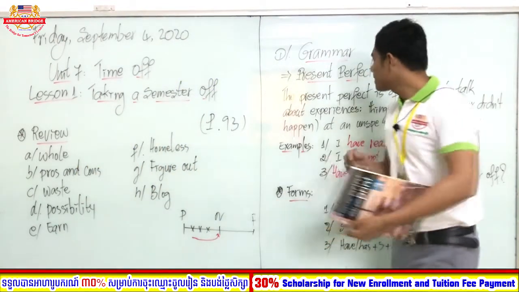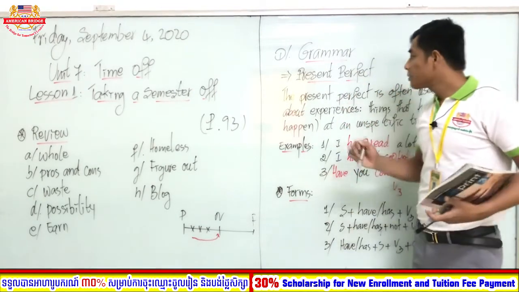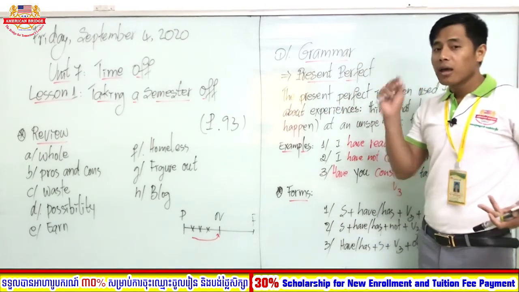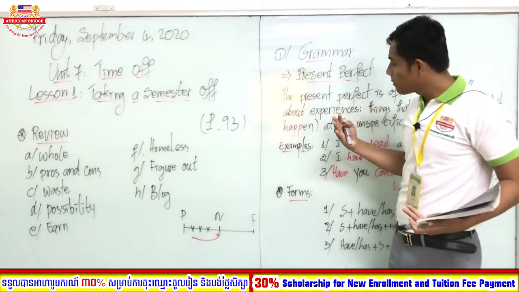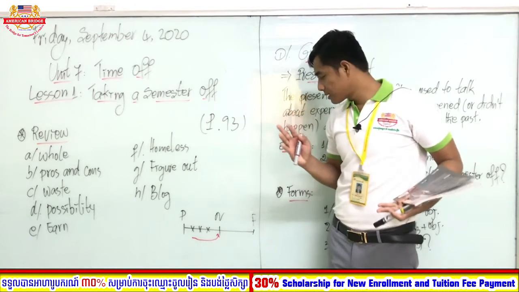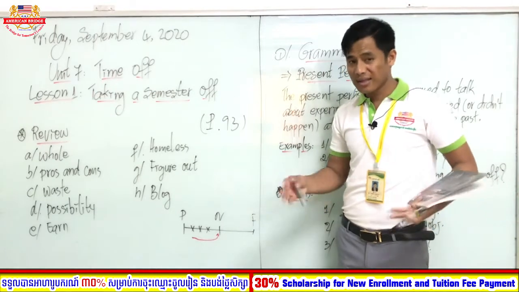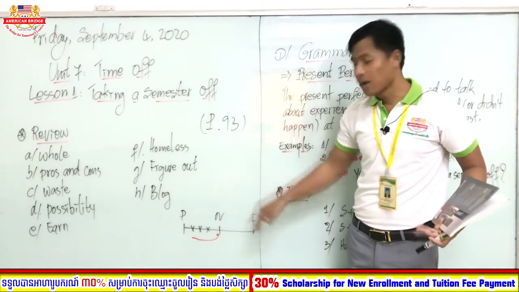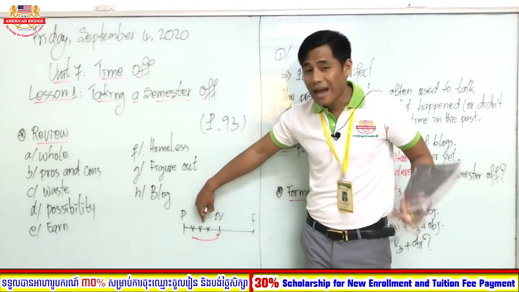So, present perfect is different from past simple. With present perfect we talk about an action that happened in the past at no definite or unspecific time, so we don't know when it happened. Sometimes the result can affect the present as well, as you can see here in the timeline. It happened in the past, but we're not sure about the time.